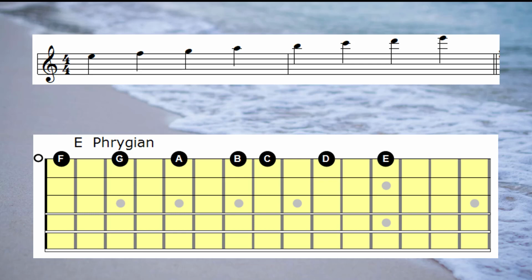For those people that are familiar with modes, the Phrygian mode is the third mode of the major scale. And since we're starting on the note E, the parent scale, or what we call the Ionian mode, would be the C major scale. Here we go.